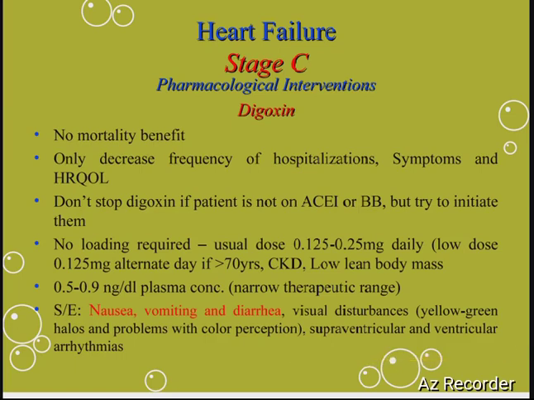Digoxin: no mortality benefit, but it decreases the frequency of hospitalization, symptoms, and heart rate. Don't stop digoxin if the patient is not on an ACEI or beta blocker, but try to initiate them. No loading is required. The usual dose is 0.125 to 0.25 mg daily, aiming for a plasma concentration of 0.5 to 0.9, as it has a narrow therapeutic range. Toxicity causes nausea, vomiting and diarrhea, visual disturbances, yellow-green halos, problems with color perception, and supraventricular and ventricular arrhythmias.